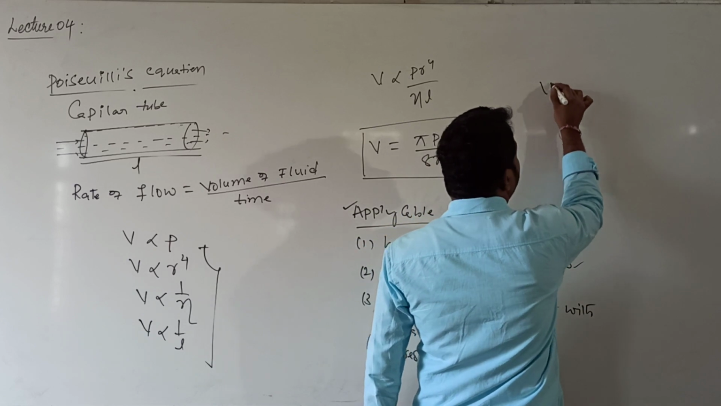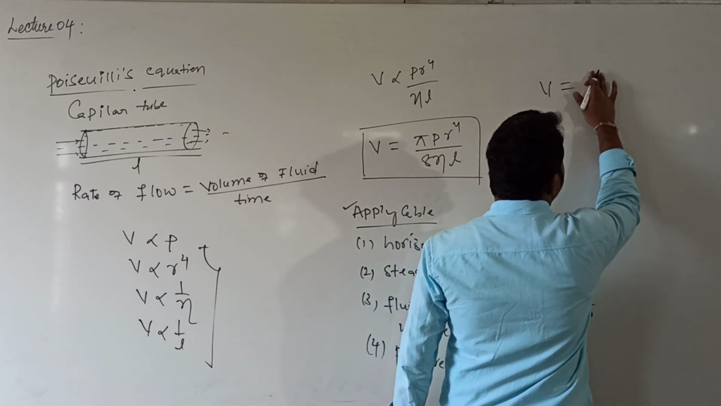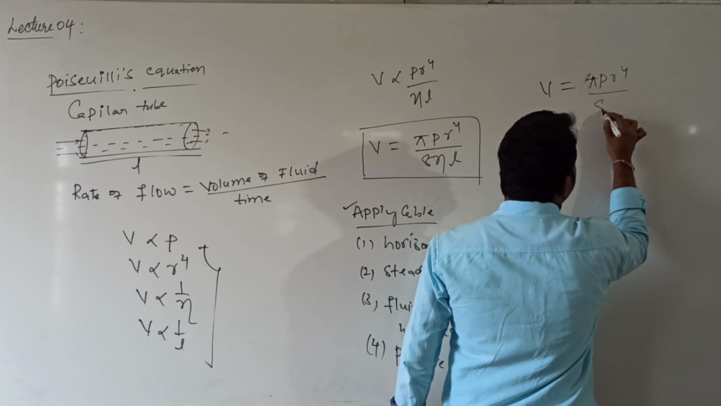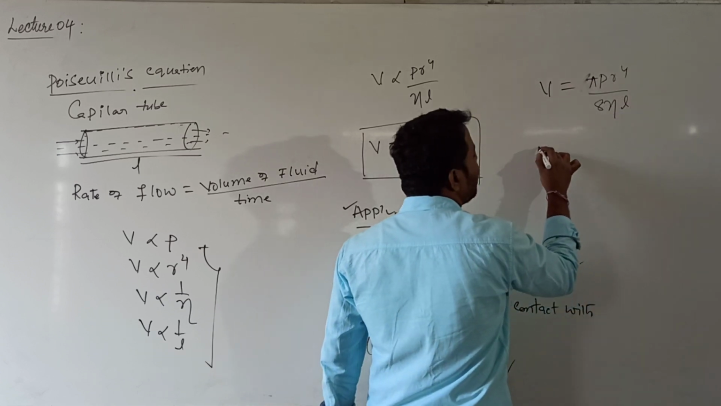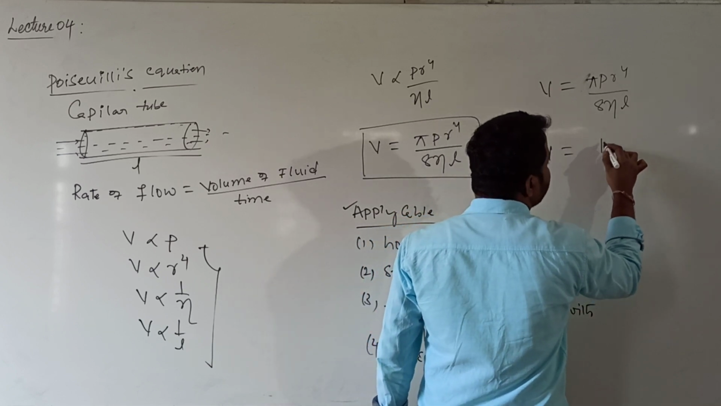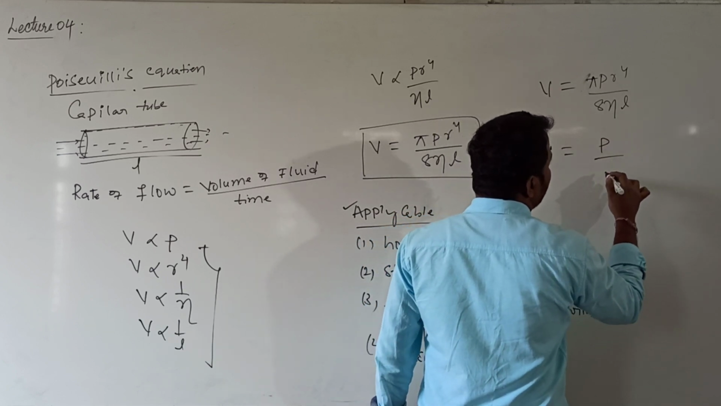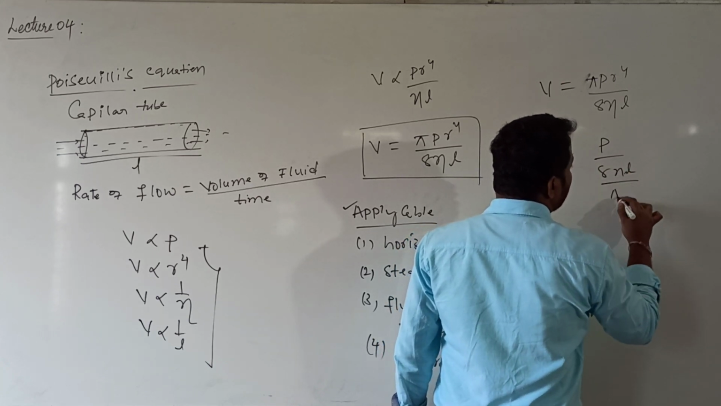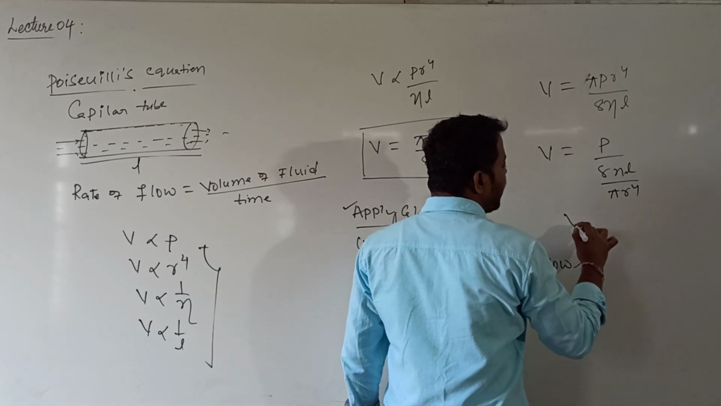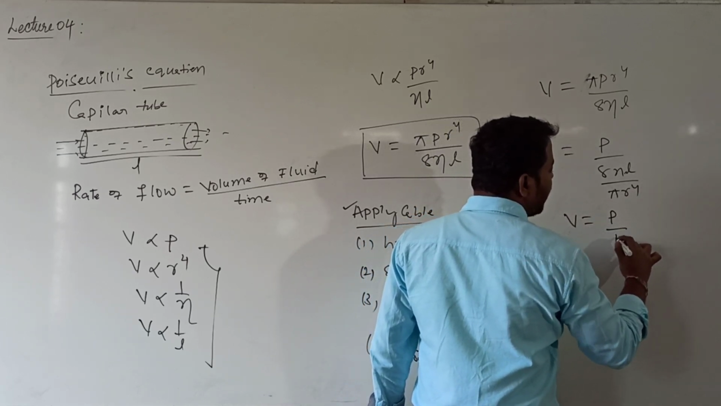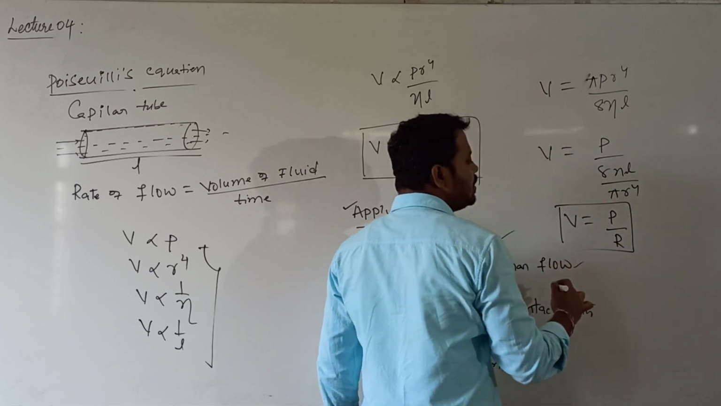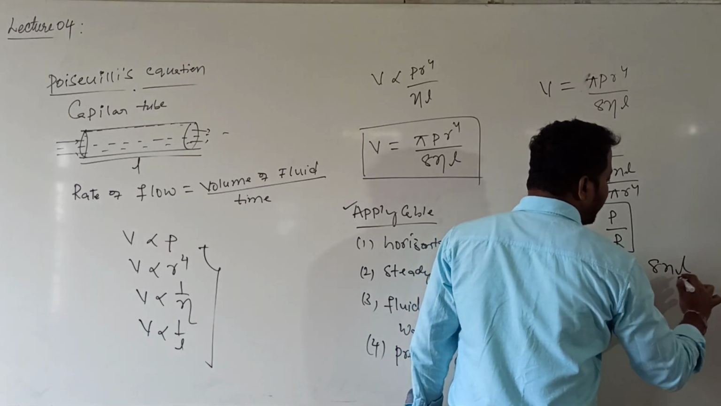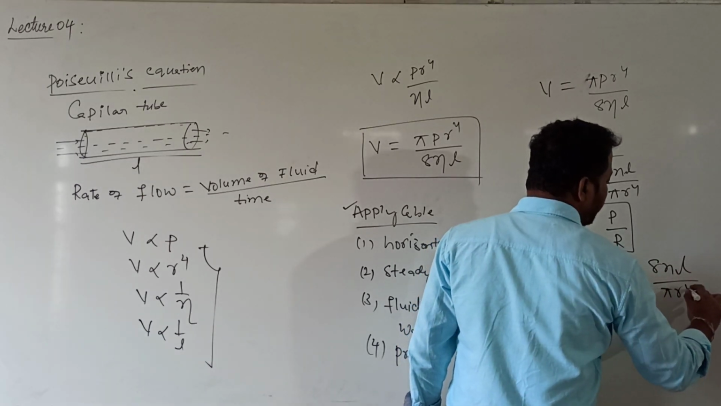So what is the equation? Now we got V is equal to pi P r power 4 divided by 8 into eta into L, which can also be written as V is equal to P divided by 8 into eta into L divided by pi into r power 4, which can also be written as V is equal to P divided by R, where R is equal to 8 into eta into L divided by pi into r power 4.